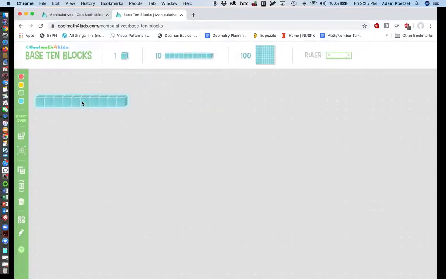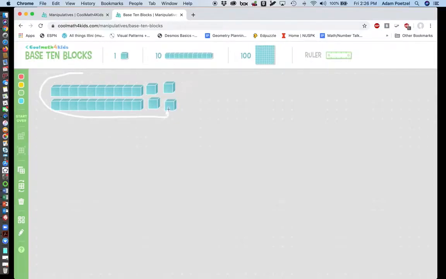So we're going to build some football teams, 24 people on a team. And so what that might look like is building a team kind of like this here. I could drag down 2 10s and 4 1s, and I've got 24 players here. The nice thing with this manipulative tool is if I just use my mouse and circle the blocks, they're all highlighted.